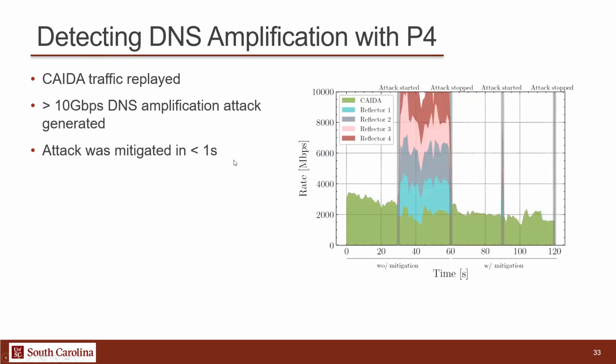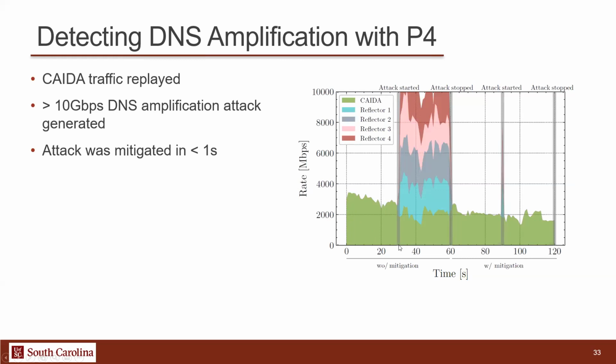Some tests that we did: we have traffic from Qaeda. We replayed this Qaeda traffic. You can see it here in green. This is the rate, and on the x-axis, you have the time. So for the first 60 seconds, we didn't activate the mitigation. And we started the attack here at around 30 seconds.